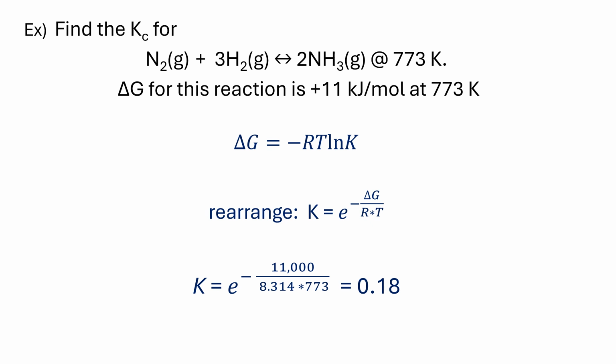So that should make sense, I think, because we have a positive delta G once again. It's not thermodynamically favored in the forward direction. And so we did end up getting a K value that was less than 1.